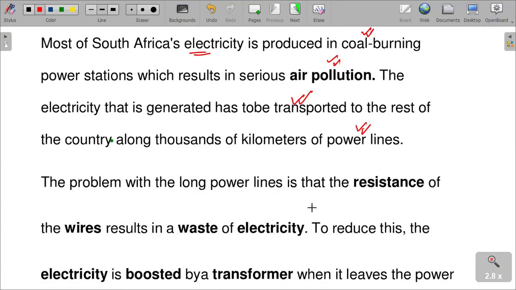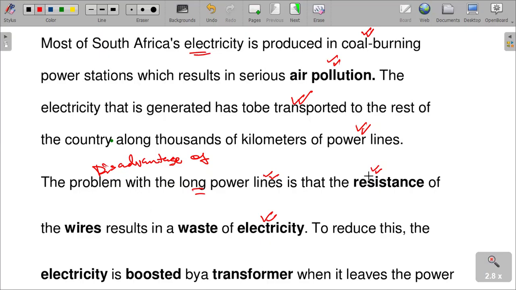The problem with the long power lines is that the resistance of the wires results in wastage of electricity. That is a disadvantage. The disadvantage of long power lines is that the resistance of the power lines results in waste of electricity.